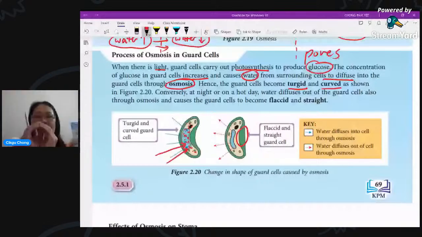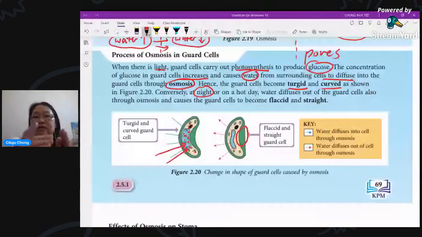Okay, and then reversely, at night, when there's no photosynthesis, the plant is using up the glucose or the sugar. So when it's using up, there'll be less sugar inside the cell. And now the reverse thing happens. The water will diffuse out. When the water diffuses out, it will not be so turgid. It will not be so hard, and then it becomes softer. The water diffuses out through osmosis and the cell becomes softer.